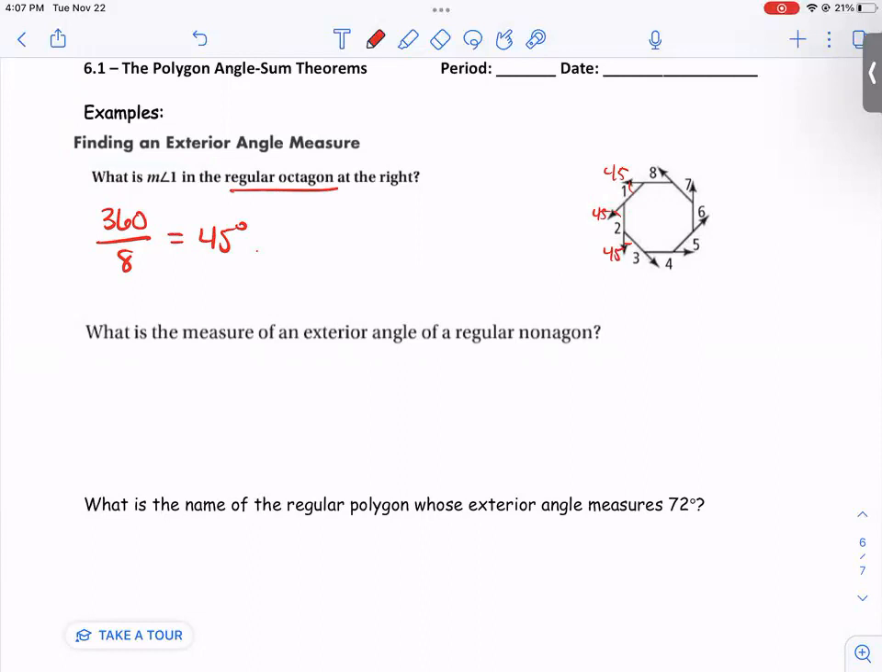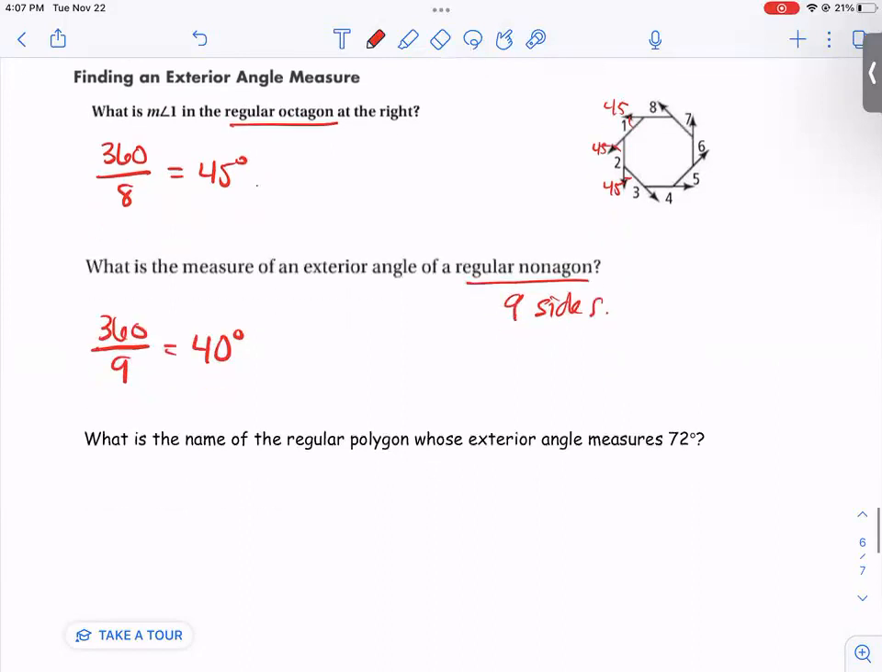What would the measure of an exterior angle in a regular nonagon be? Well, a regular nonagon has 9 sides, so we're just going to divide 360 by 9. And we get 40 degrees. So as you go along with this, you can see that this formula is pretty helpful.